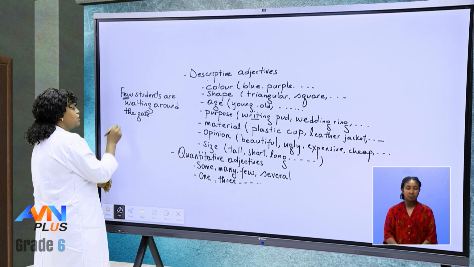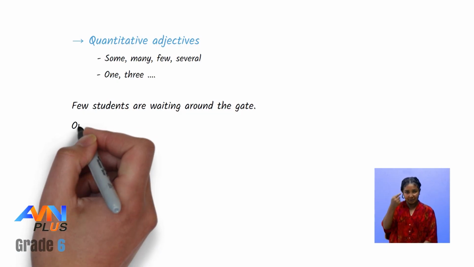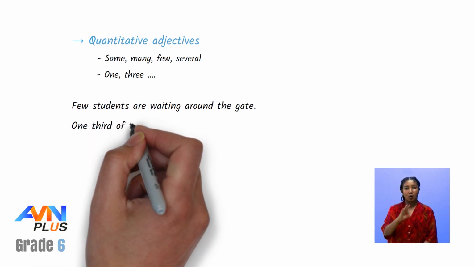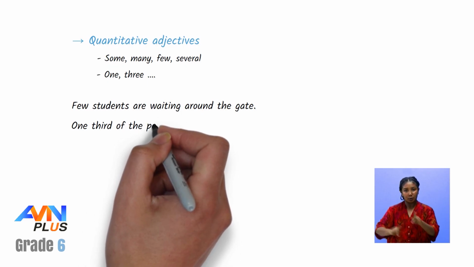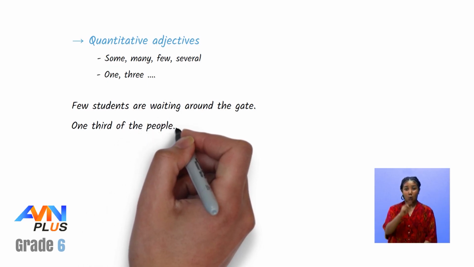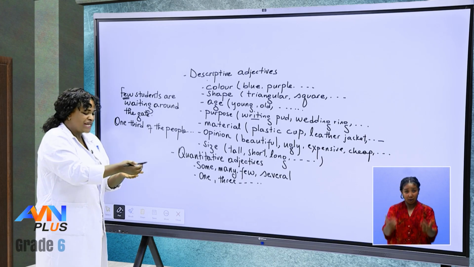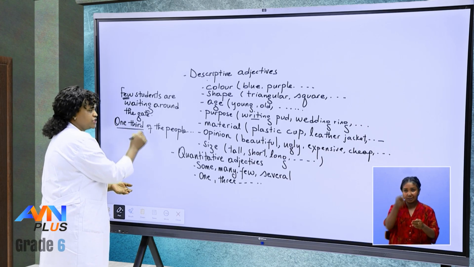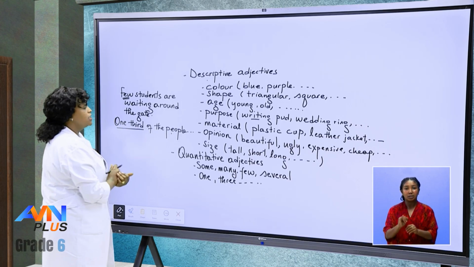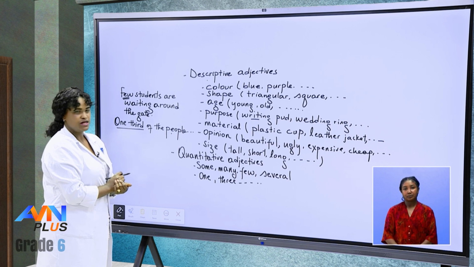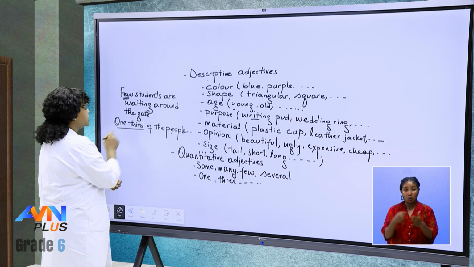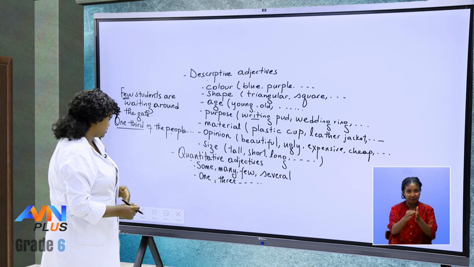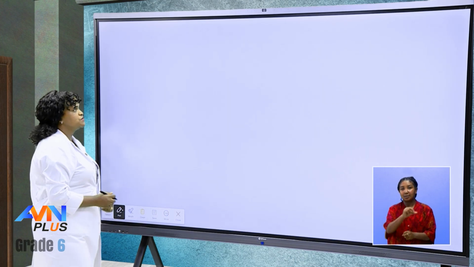Or you can say one third of the population or the people. Look, one third of the people. Now, I am identifying the people by a number. What do I say? One third. People is what? A general noun, a common noun. So, one third is what? An adjective. What kind of adjective? Quantitative adjective. Okay, let's see the others.